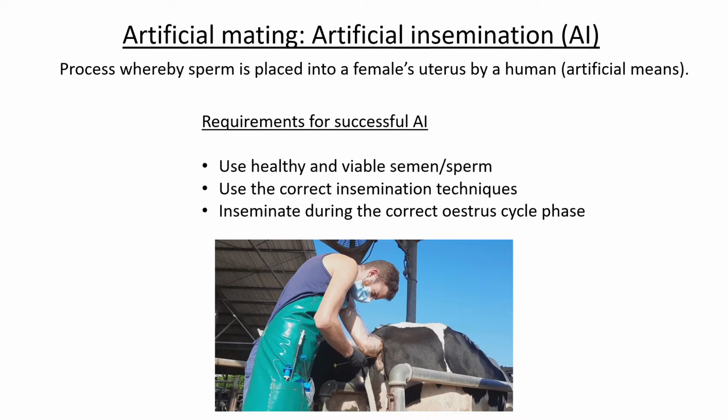And thirdly, the insemination must happen during the correct oestrus cycle phase. So again, this oestrus cycle has 4 phases, and the oestrus phase is basically when this should happen, just before ovulation. And again, why? Because the sperm has to be there when the egg cell is going to be released from the follicle, the Graafian follicle.